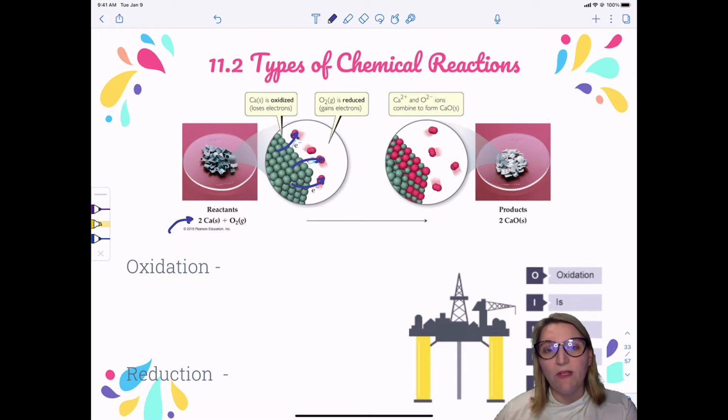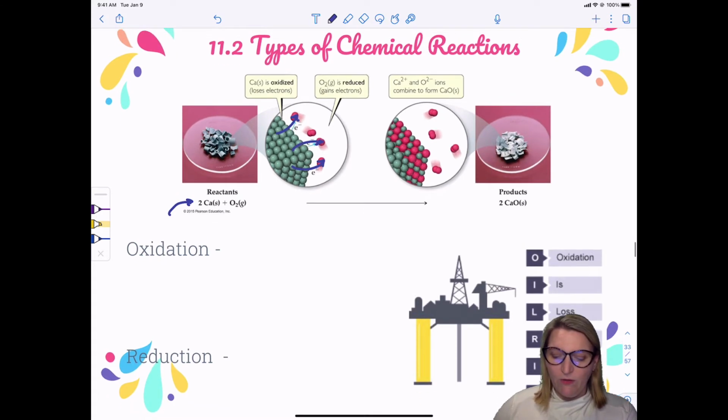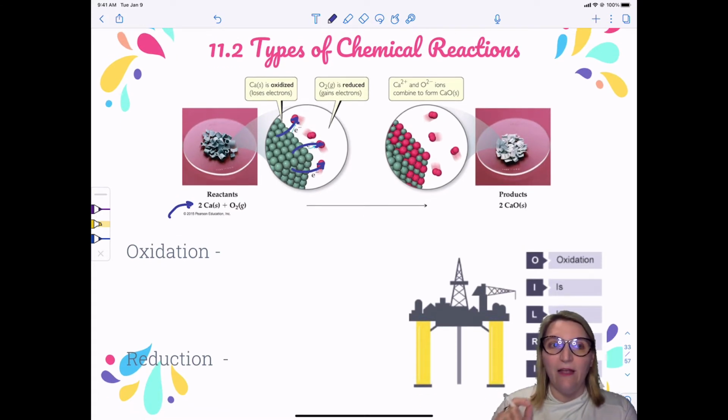And so what forms on the outside is the now ionic compound calcium oxide, because when calcium gives up its 2 electrons, it becomes an ion, a positive ion, a cation. And when the oxygen gas gains the electrons, it now becomes a negative ion. So each one of those processes has a different name. Gaining electrons is one and losing electrons is another.